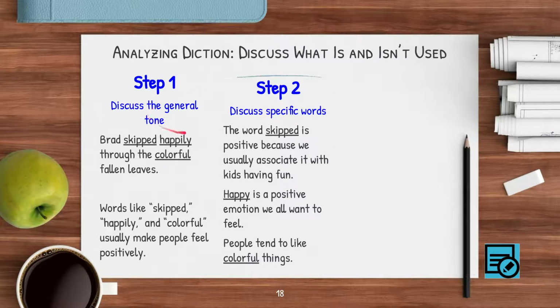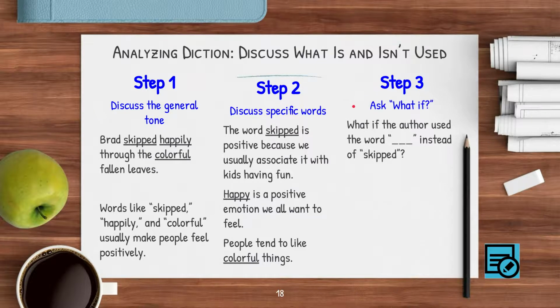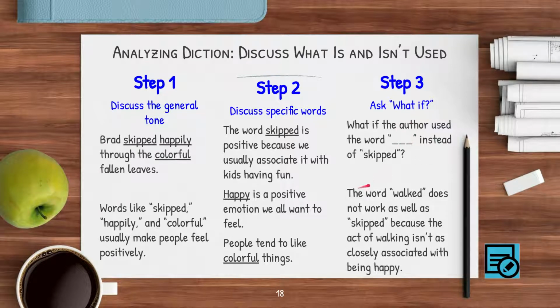So after you've discussed the general tone and you've discussed the specific words, the last thing you need to do is ask the question, what if? Right? What if the author used a different word instead of the word skipped? And you get to kind of pick what word might go in there, right? So in my case, what if the word walked was put in there?